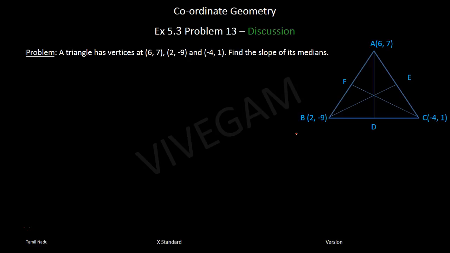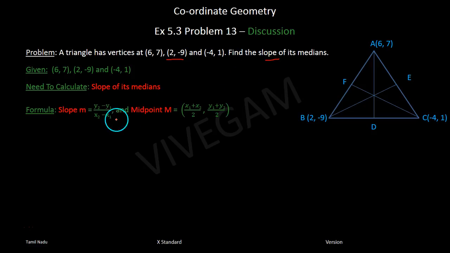Now let's look at the data. So these are the points and we are asked to find the slope of the medians. Given 3 points, we are asked to find the slope of its medians. The slope formula is y2 minus y1 by x2 minus x1, but this is not applicable as of now because we don't have the points. So first step will be to use the midpoint formula and calculate the midpoints of the 3 sides, that is D, E, F.